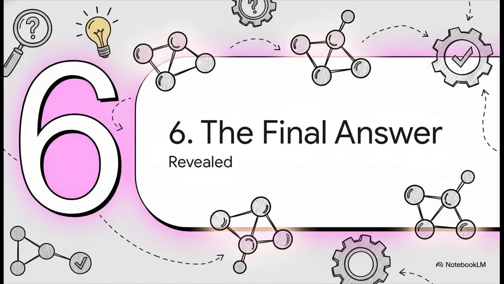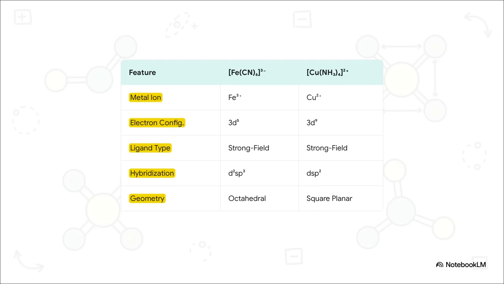Now let's put it all together and see the final picture we've uncovered. And here it is, the grand finale. It all connects. For our iron complex, that d2sp3 hybridization we found always results in a beautiful symmetrical octahedral shape. And for the copper complex, the dsp2 hybridization gives us a flat square planar geometry. Look at that, two totally different shapes, and we figured it all out just from their formulas.